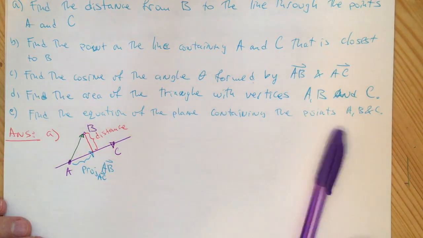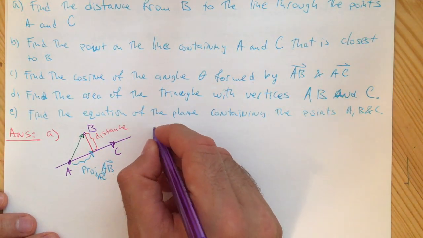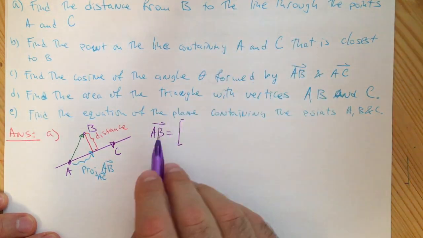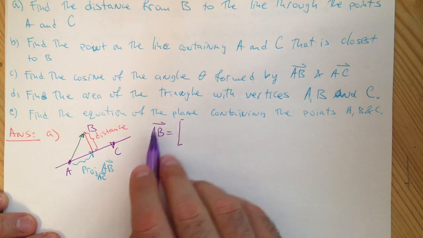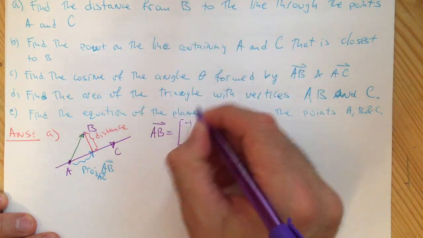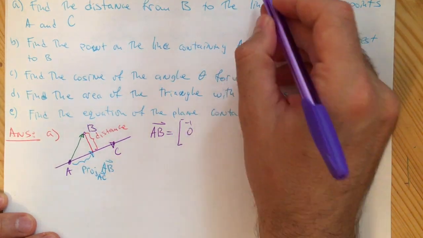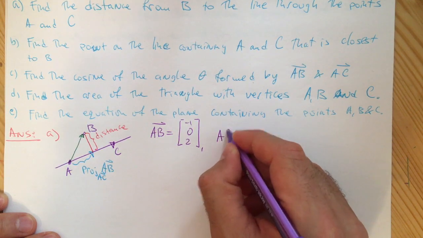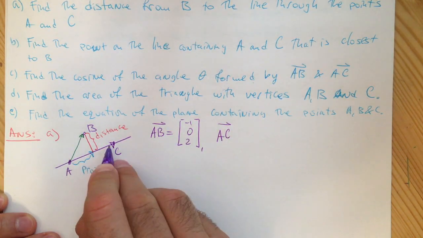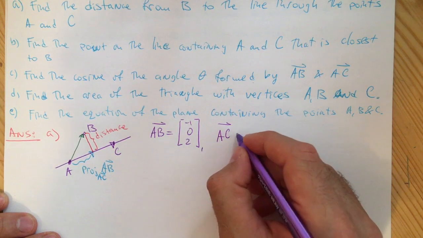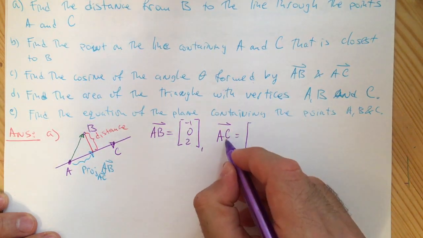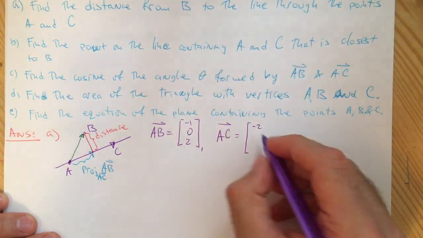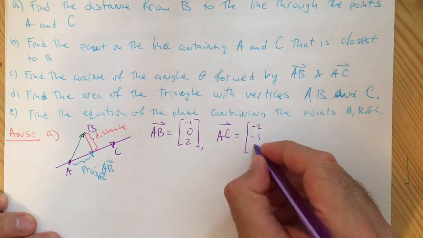So first of all, let us define what is AB. That's the coordinates of B minus the coordinates of A. 2 minus 3, negative 1. 1 minus 1, 0. 3 minus 1, 2. And the vector AC, we need it in order to find this projection. So that's the coordinates of C minus the coordinates of A. 1 minus 3, negative 2. 0 minus 1, negative 1. 3 minus 1 is 2.